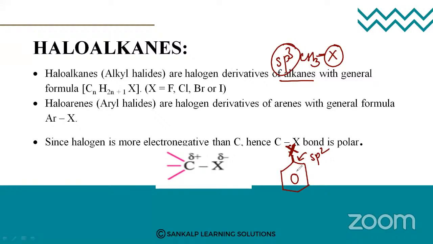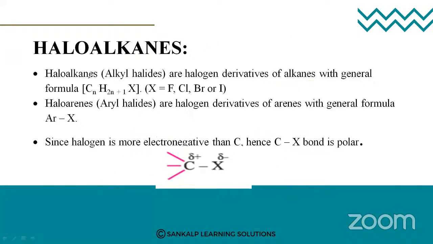So there will be a double bond, right? You know, sp3 means the carbon will have single bonds. It is sp3 hybridized because all the bonds to which it is bonded are single bonds. Whenever you have a double bond, the hybridization of this carbon will be sp2, and whenever you have a triple bond, the hybridization of the carbon will be sp. So this is the hybridization. These are haloalkanes and haloarenes.